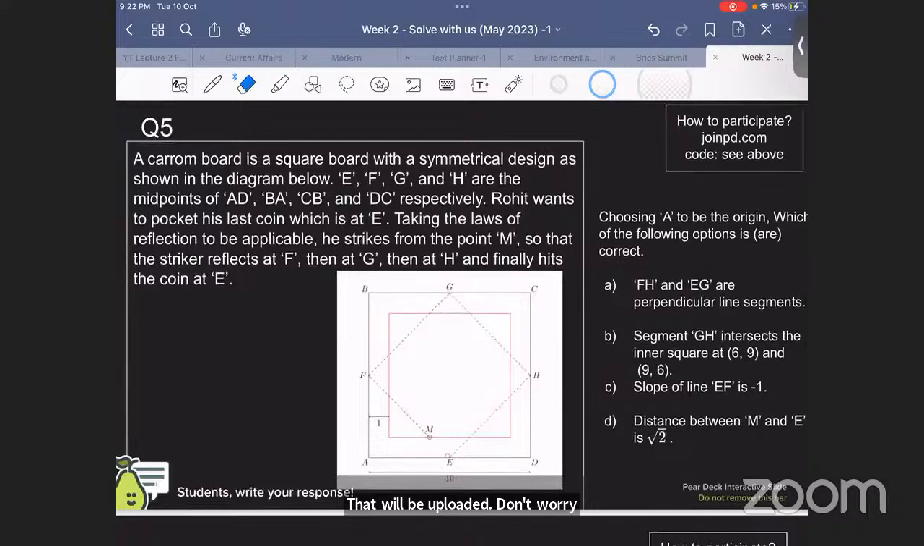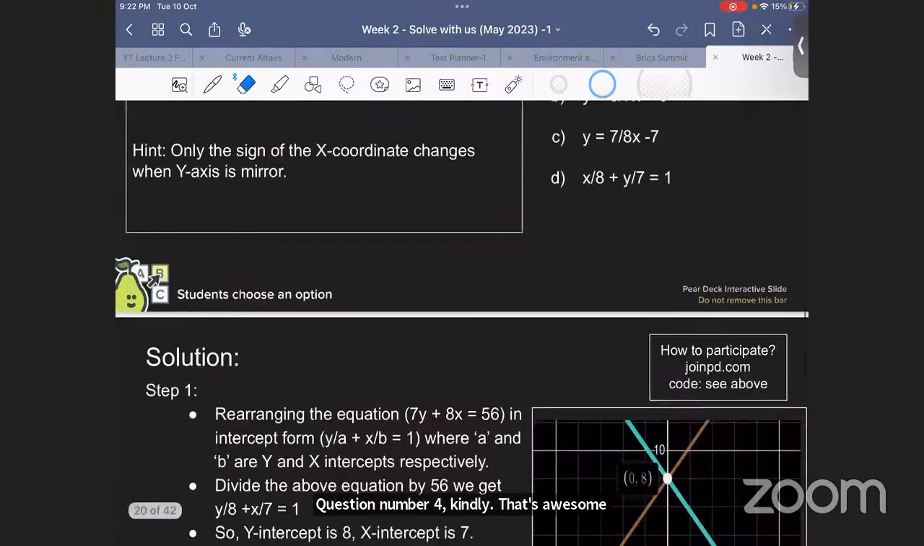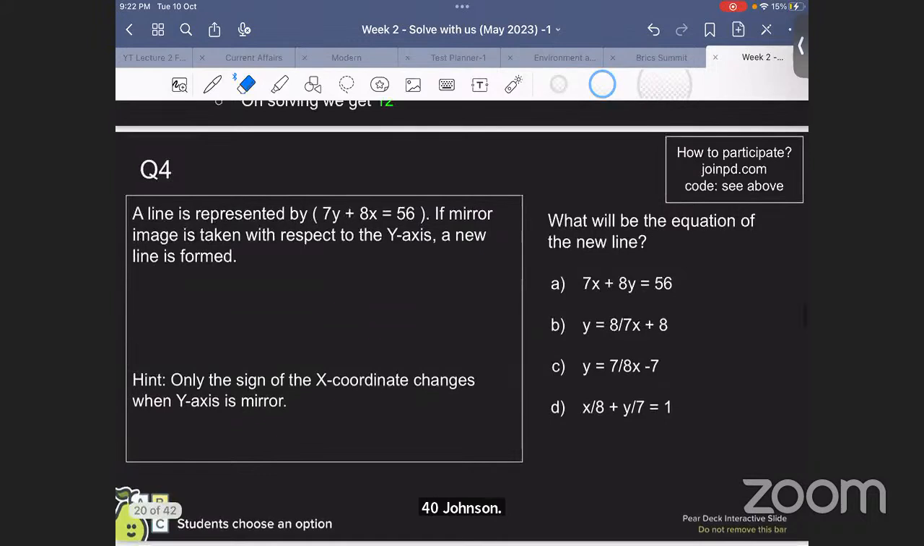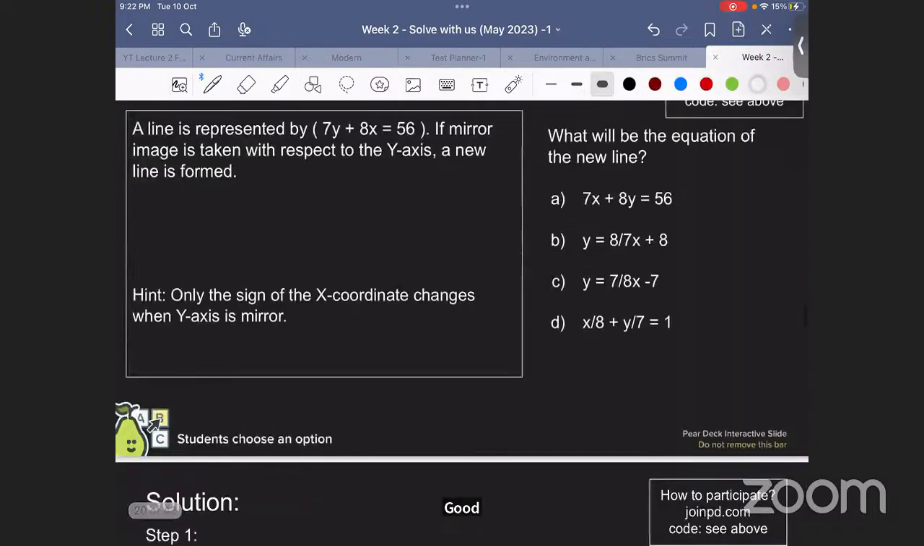Question number 4, kindly answer, sir. What is the answer? I told you. Question number 4, which option is correct? You can calculate the answer. B is correct. So these three are incorrect, and this is correct. So you don't have to do it.